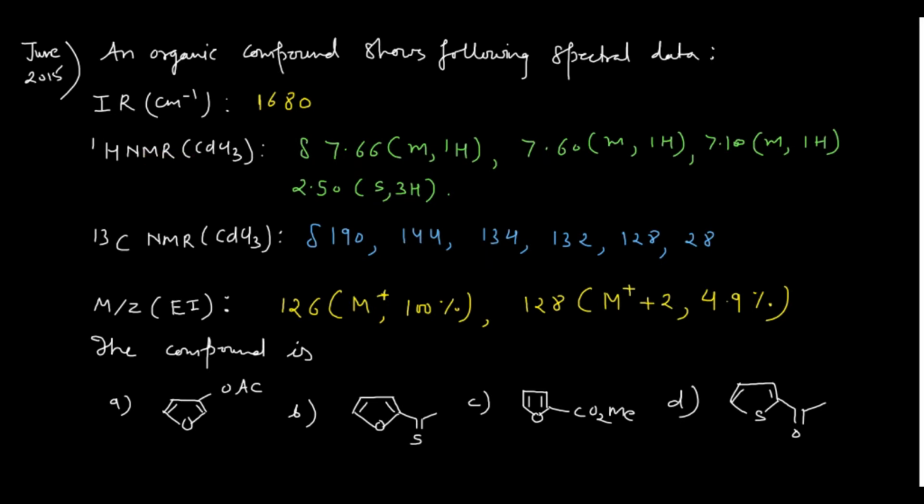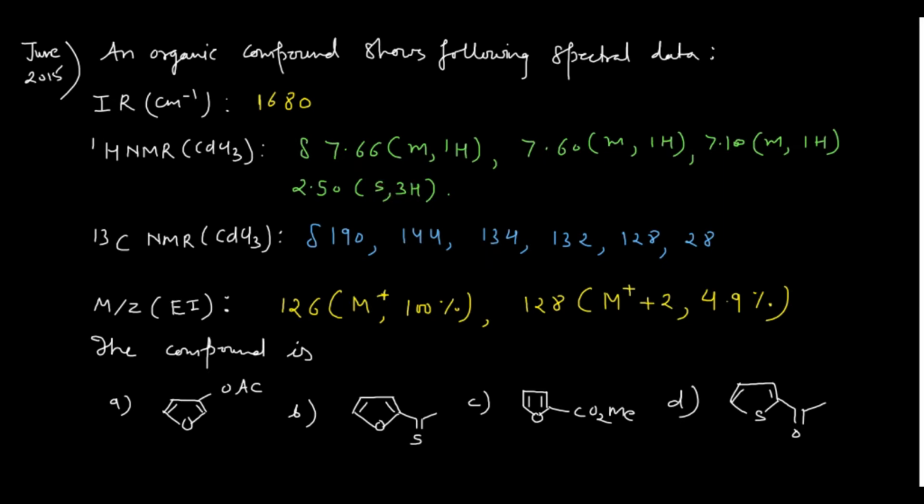The proton NMR spectrum says you have a 7.66 multiplet of one proton at this chemical shift value, and at 7.60 again a multiplet of one proton, and then at 7.10 again a multiplet of one proton, and finally a singlet of 3 protons. Basically it's a methyl group. Three hydrogens are possible in the methyl, and it is a singlet, so it is actually your methyl group.